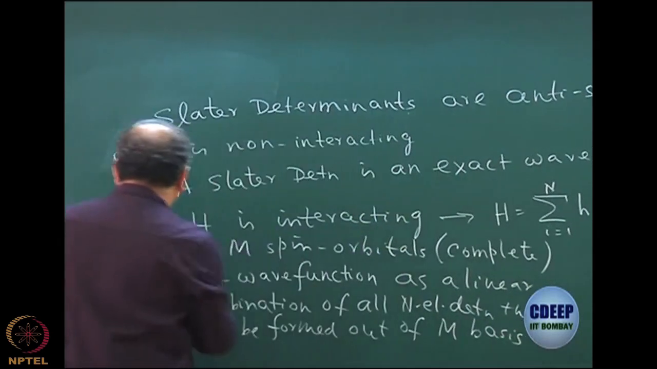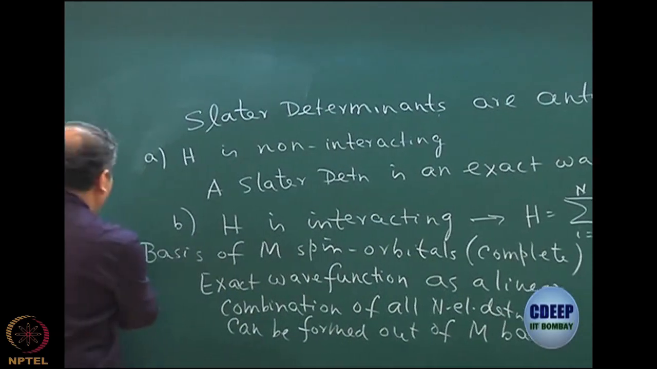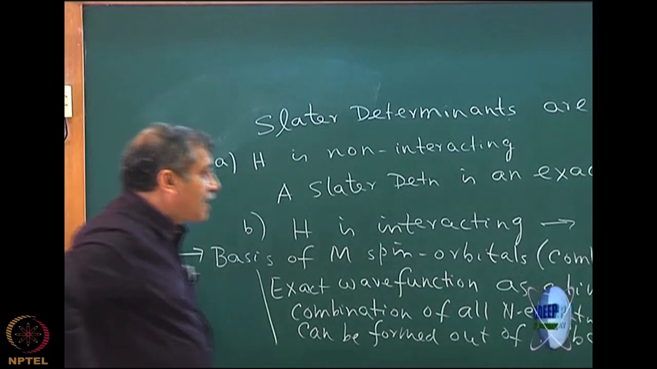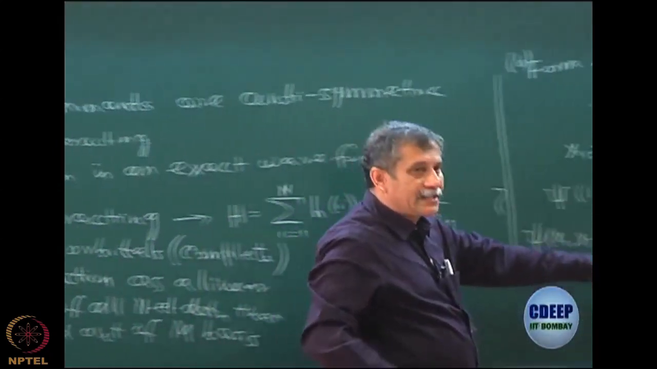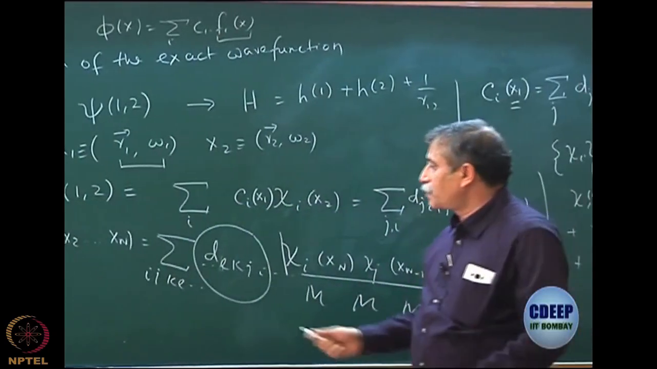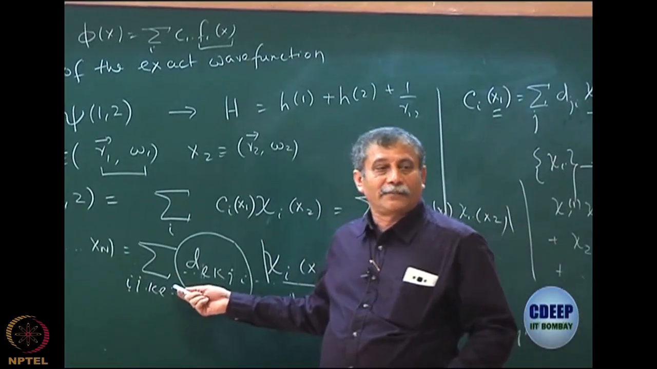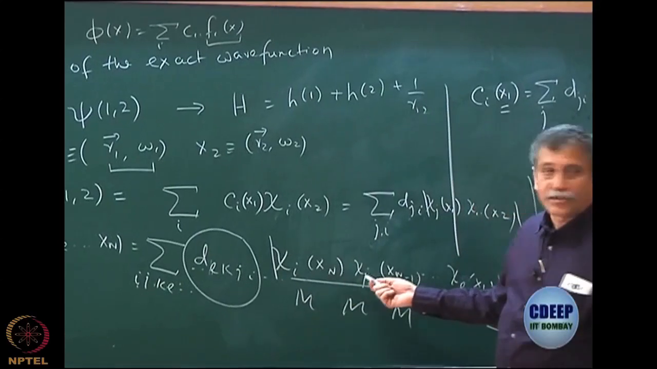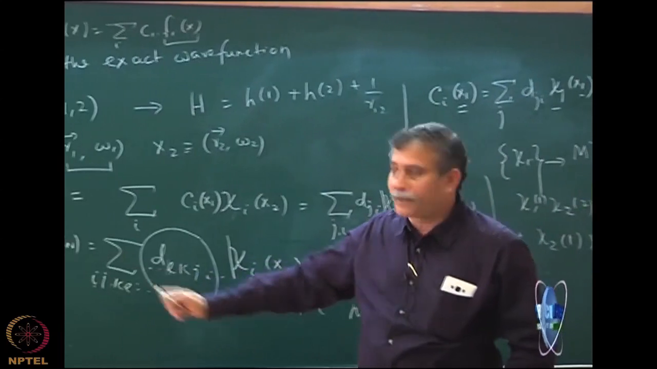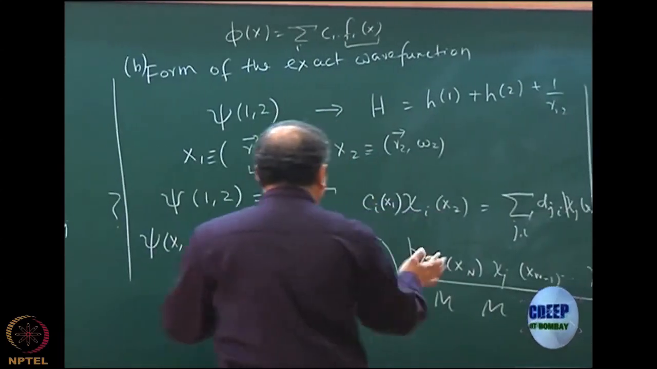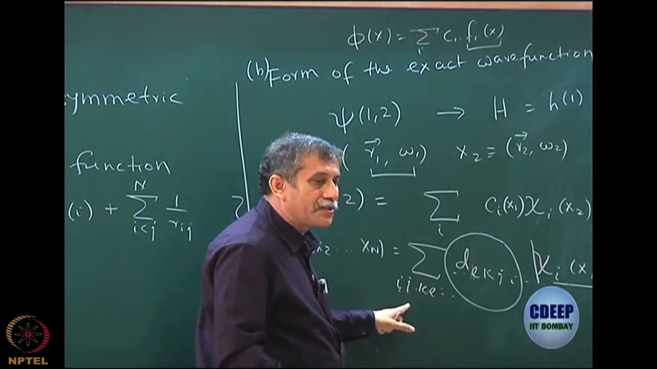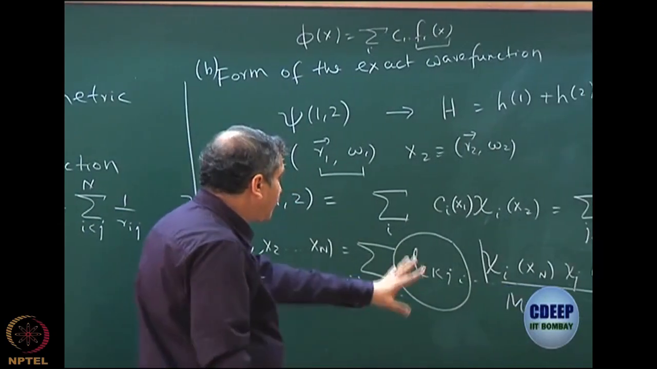So this is the statement that we are making: I am given a basis of m spin orbitals, and an exact wave function can be written as a linear combination of determinants. Of course, the combinations will not be all i, all j, all k, all l, because I know that i cannot be equal to j. So you have to order them, and there is a way to write how to order them. I will write for a specific 2 electron, 3 electron case and so on how to write these running coefficients, running indices, but that is very easy.